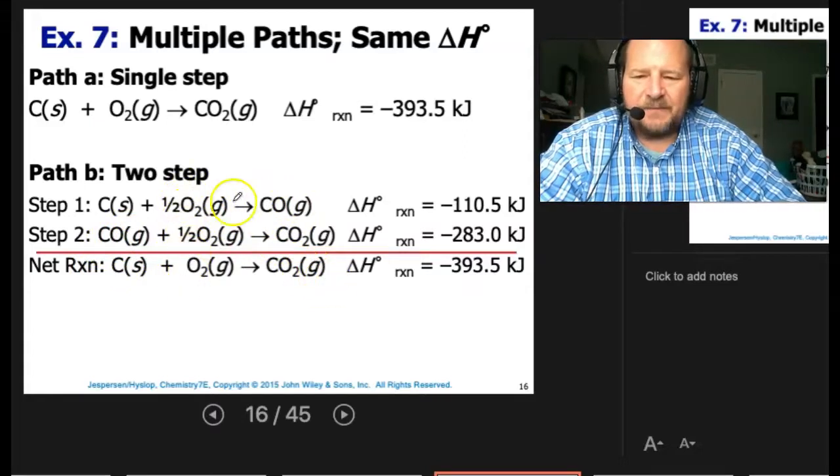Since I just simply added up all of the pieces of the reaction, I'm going to do the same thing with delta H.